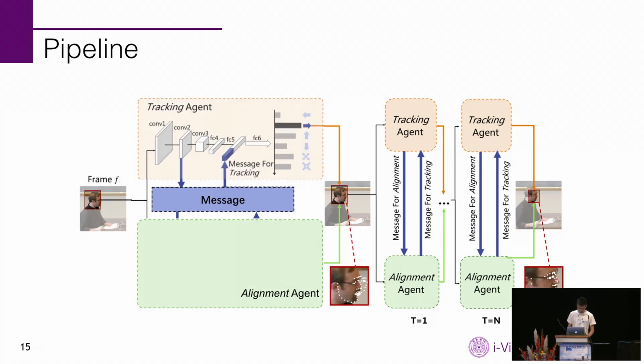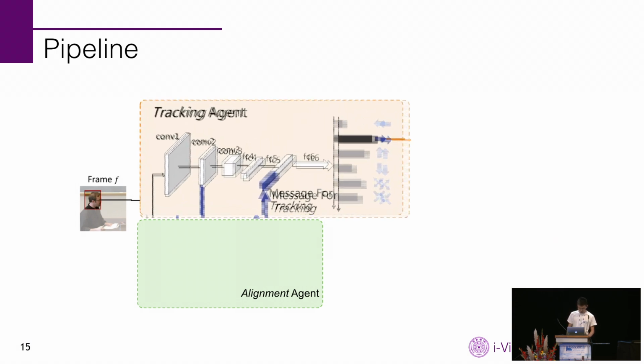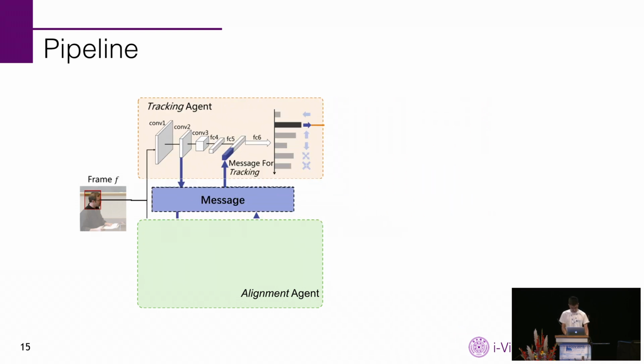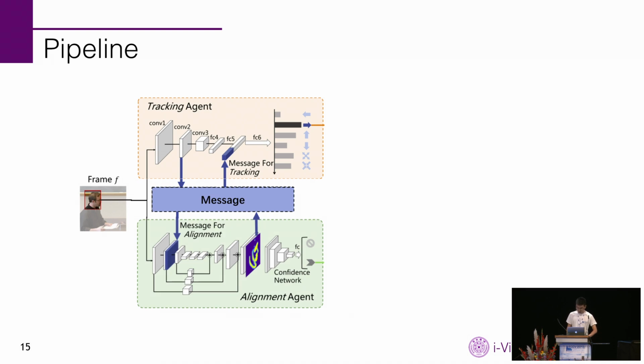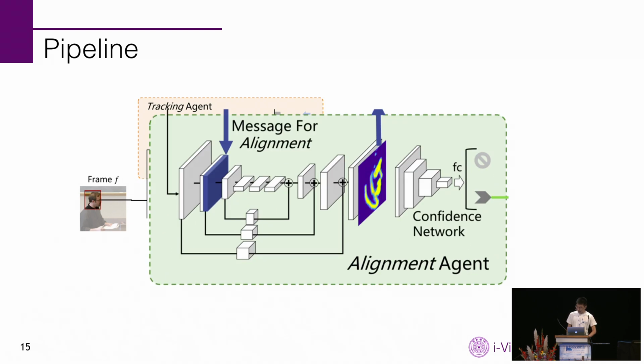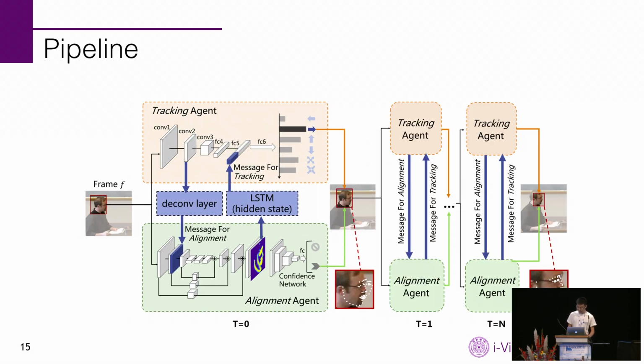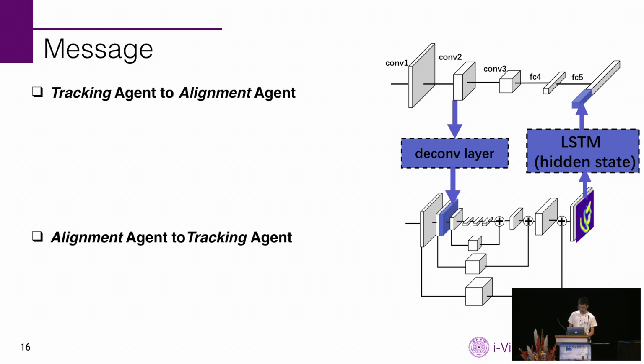The network of the tracking agent is a VGG-M model. The output of the FC5 layer is concatenated with the message received from the alignment agent. And the final FC6 layer predicts the Q values of the 6 movements of the bounding box. The network of the alignment agent is designed based on the stacked hourglass network. The predicted map is fed to a confidence network to output the Q value of the stop or continue action of the alignment agent. The communicated messages are a deconvolutional layer and the LSTM unit respectively.